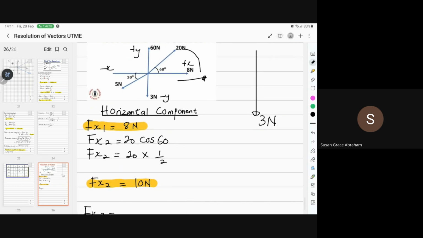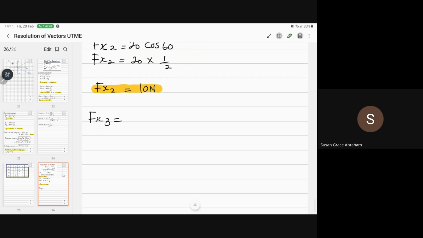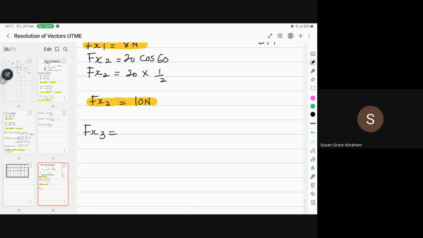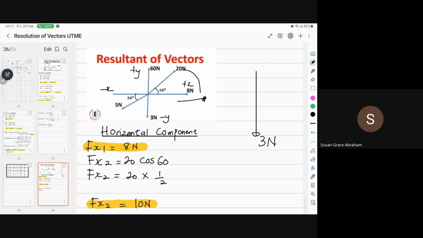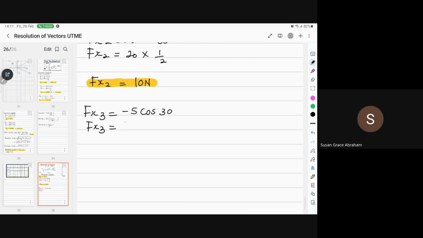So when I want to resolve it to the what? To the horizontal, and it's going to be minus 5 cos 30, because that angle is with the horizontal. So Fx3 is equal to minus 5 cos 30. Cos 30 is root 3 over 2. So I'm going to have minus 5 times root 3 over 2. So give us the value.